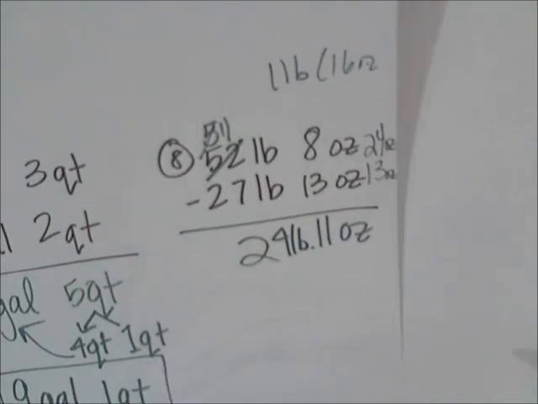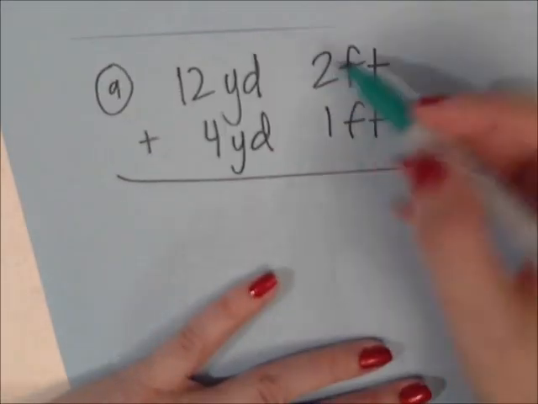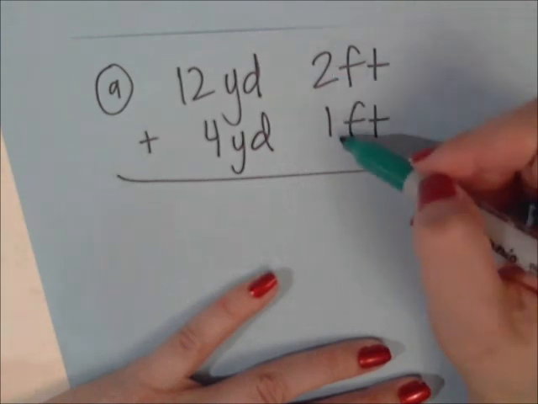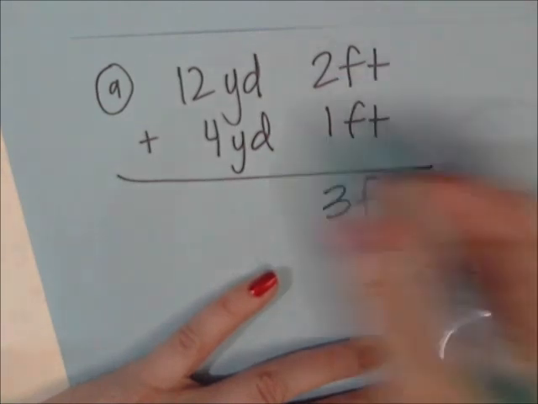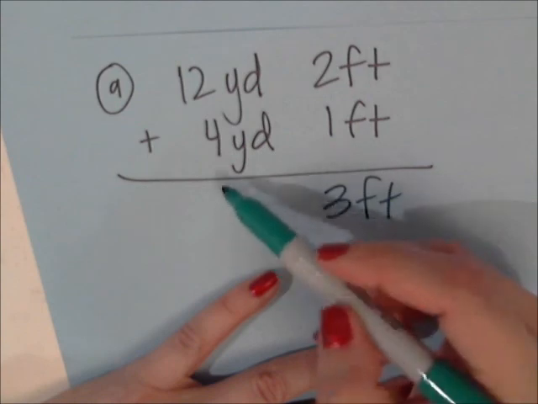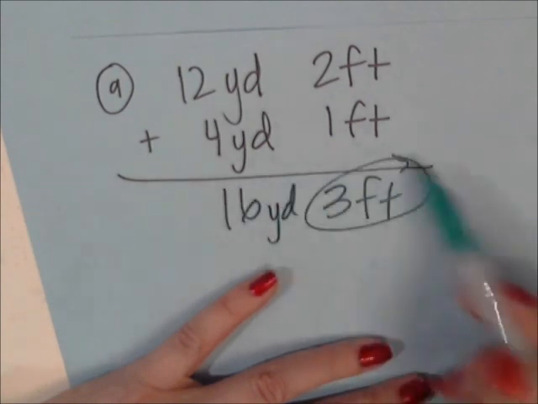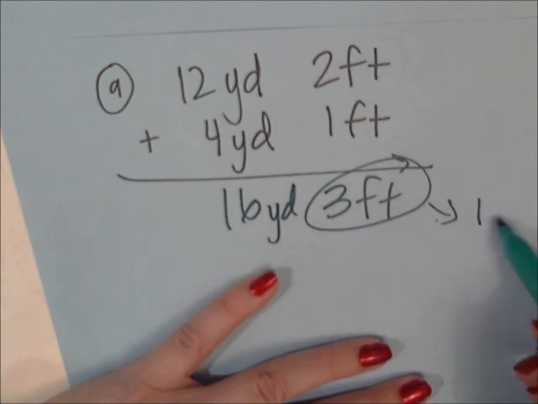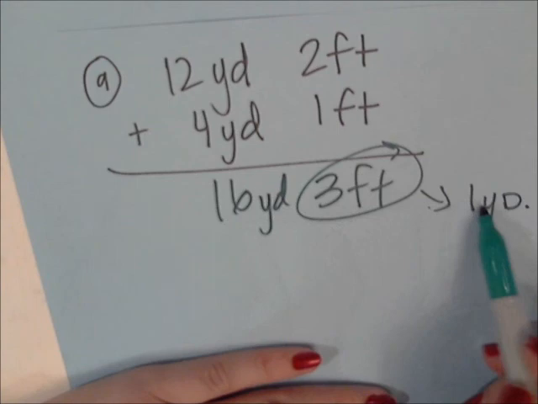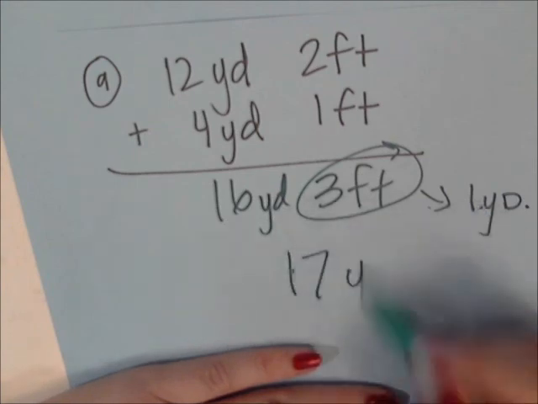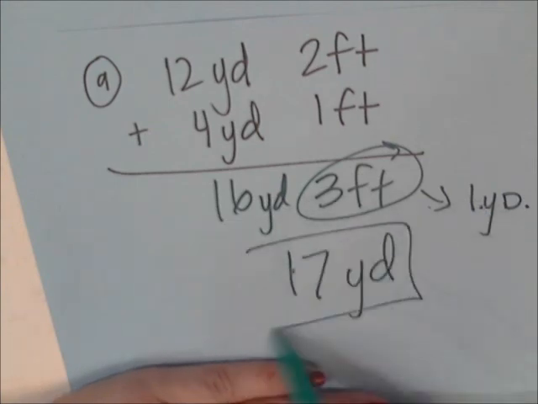Okay, so here are some examples of the types of problems that we will be, oh wait, actually we got one more. Example 9. I've got 2 feet and 1 foot, that equals 3 feet. And I've got 12 yards plus 4 yards, that's 16 yards. But 3 feet is actually equal to 1 yard. So I'm just going to add the 1 yard and the 16, and I'm going to have 17 yards total. Final answer.